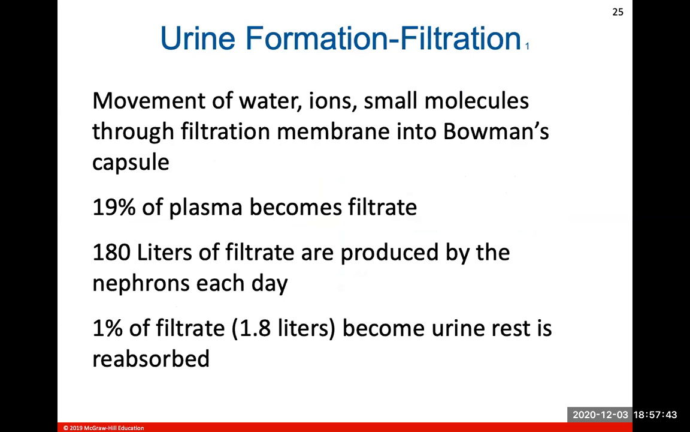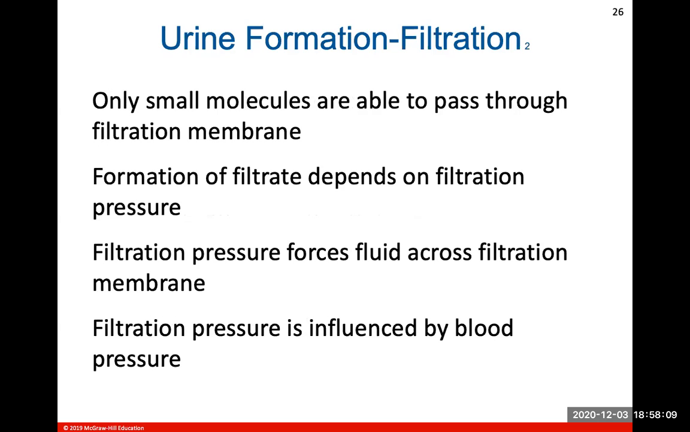Urine formation, filtration: the movement of water, ions, and small molecules through the filtration membrane goes into the Bowman's capsule. About 19% of plasma becomes the filtrate, and 180 liters of filtrate are produced by the nephrons each day, and 1% of the filtrate, about 1.8 liters, becomes urine. The rest will always be reabsorbed. Only small molecules are passed through the filtration membrane.